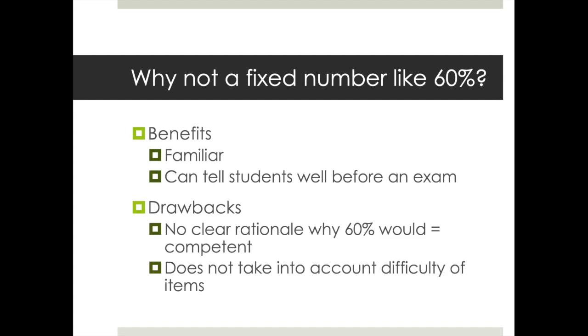However, there are drawbacks. And the first that's most important is there's no clear rationale for why 60% would equal competent. Right? You need to figure out a way to actually explain that. And the other thing is it does not take into account difficulty of items. So if you are refreshing your bank every year and you add harder items one year, you should actually have a slightly lower cut score because your exam has become harder.